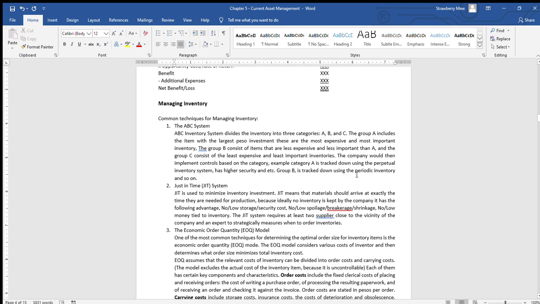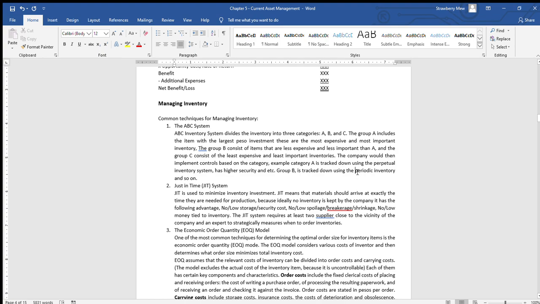Okay, so tapos aside from accounting using the perpetual inventory system, the business might also include higher security compared to others, right? While group B is tracked down using the periodic inventory system and so on. Okay, so this is not absolute, it just depends on the business.